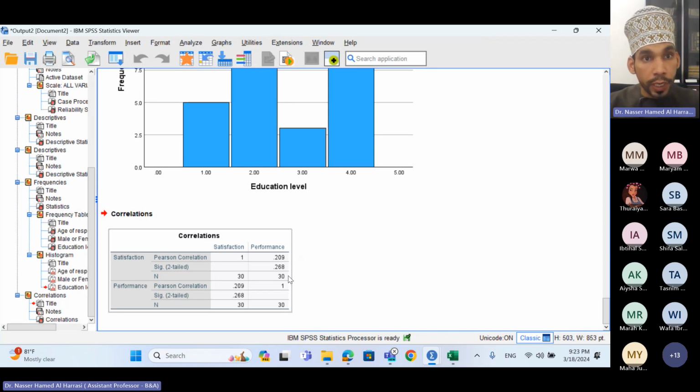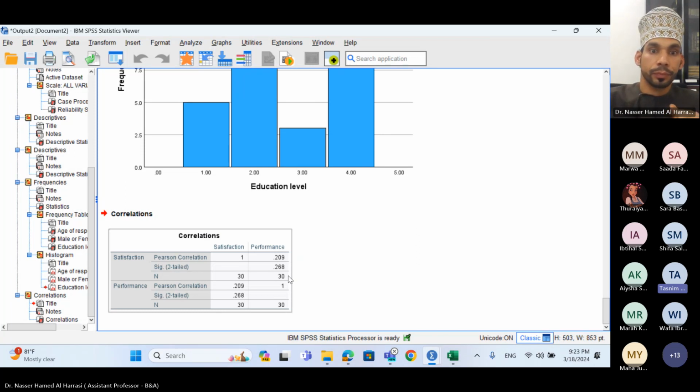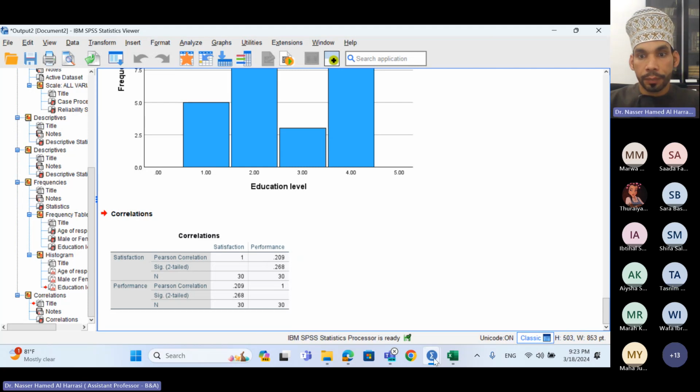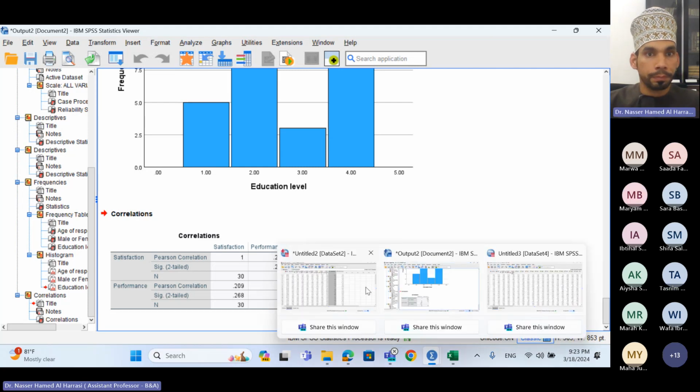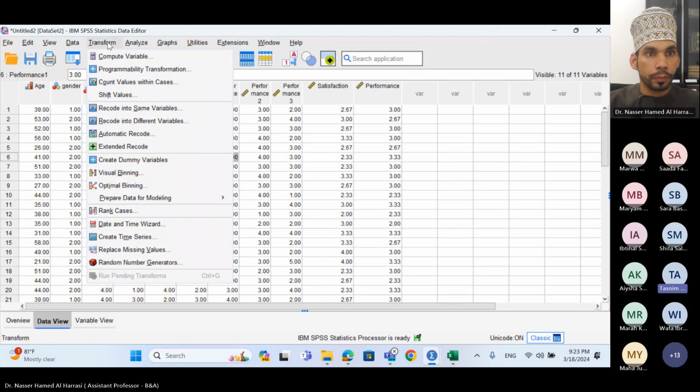Clear about correlation? Yes, but please can you go back to the step before correlation? Step back means which step? The one where we combine all the satisfaction items together, performance together like this.